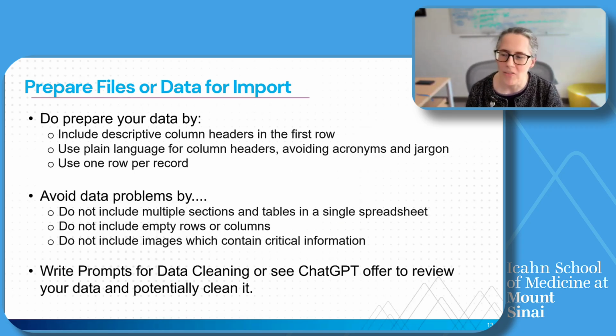So you do want to do all the data preparation things you would normally do for good data quality anyway, right? You want to have descriptive headers. You want to avoid acronyms and jargon, one row per participant record. Try not to have multiple sections or tables in a single spreadsheet. It can't process images with information embedded in them in this kind of activity that we're going to do. And then avoid empty rows or columns. So these are all just rules of data cleaning and quality upfront anyway.